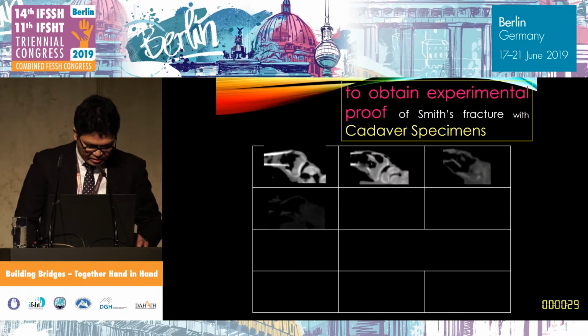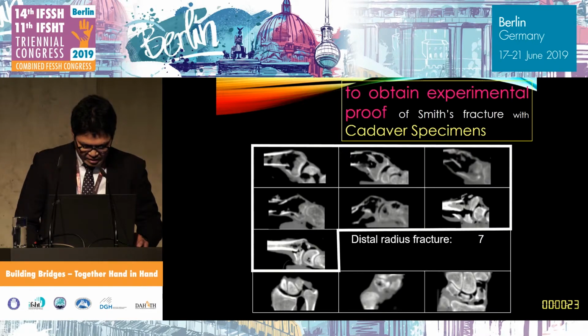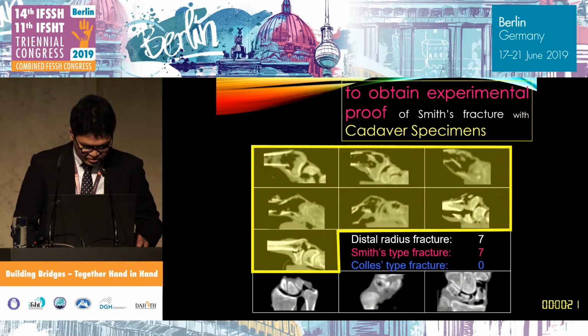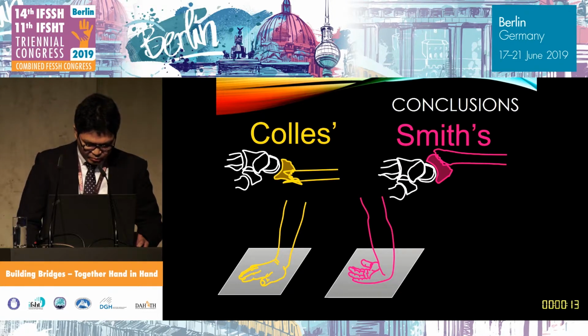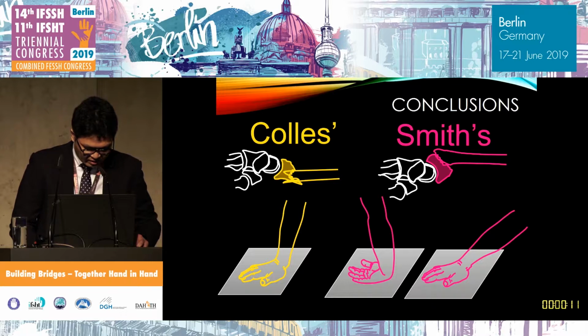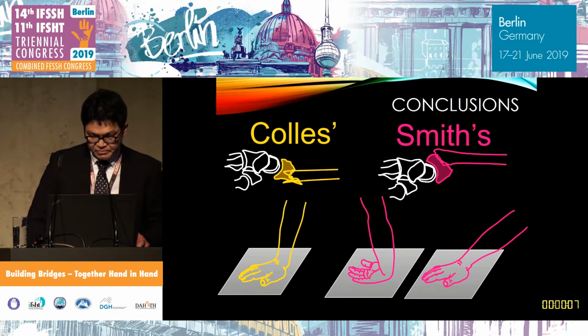We include the CT scan of each specimen. Distal radius fracture occurred in 7 of 10 specimens, and all of them were Smith fracture. Conclusion. Smith fracture occurs not only as a result of falling on the dorsum of the hand during volar flexion, but also as a result of falling on the palm of the hand during dorsal flexion. Thank you.